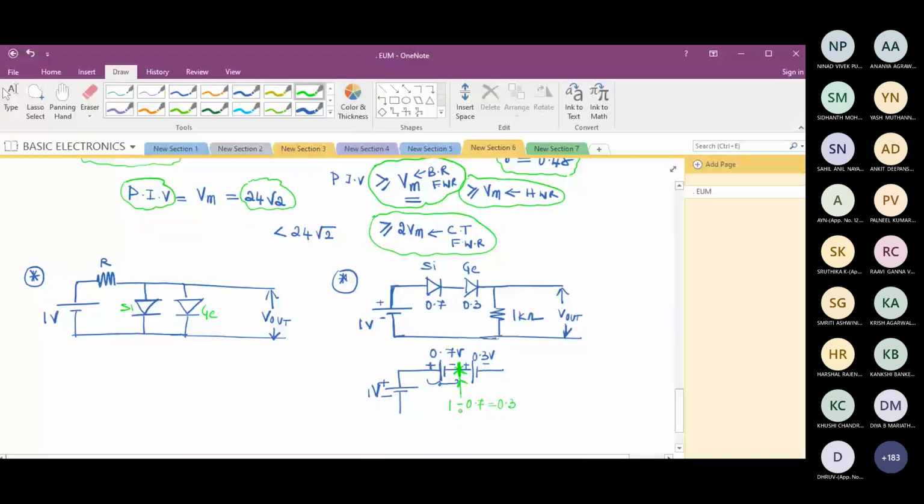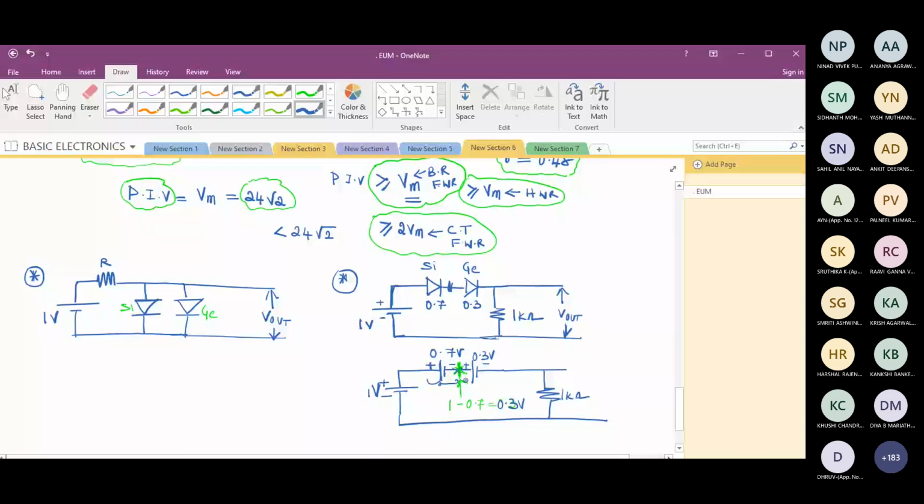Next, I'm going to connect a 1 kilo ohm load, as it is. Now, when I apply 0.3 to the germanium diode, will it conduct? Yes. That's the minimum requirement, so it is going to conduct. Now I know that at node X it is 0.3. When I apply this to the germanium diode, again I'm going to get a drop of 0.3.